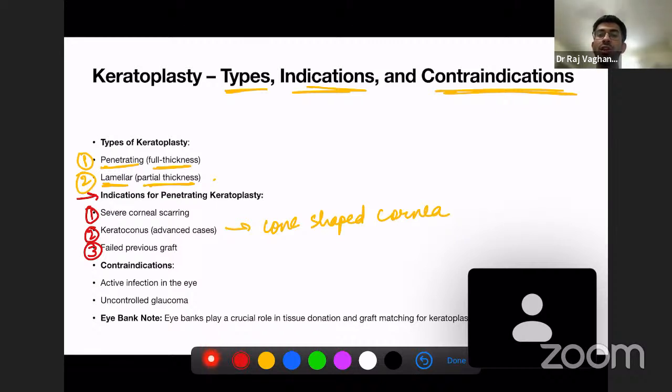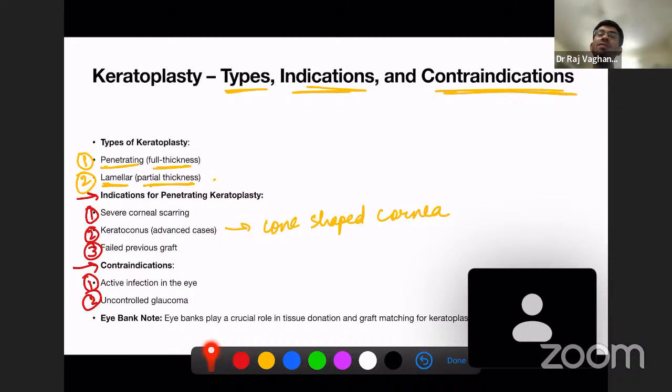Now, what are the contraindications? Contraindications include active infection in the eye or uncontrolled glaucoma. If there's an active infection, you cannot take out the cornea. Otherwise, the cornea can also become infected, and there will be no use of this cornea that has been harvested.